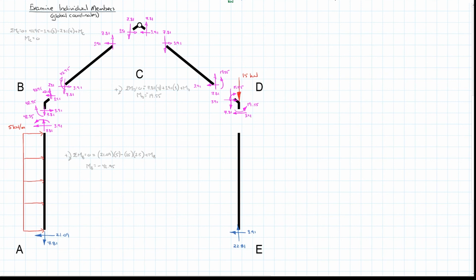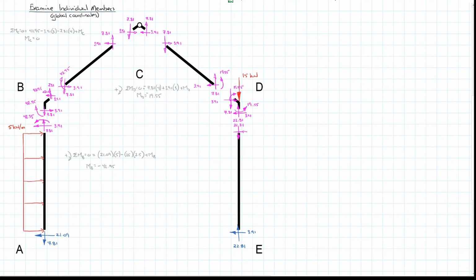However, our vertical one, we now have to add in the 15 kilonewtons. So we have 7.81 going down, 15 kilonewtons going down. So we have to resist both of those. And so we end up with a vertical internal force of 22.81. Transfer those down to our member DE. So this is equal and opposite going down, 22.81.